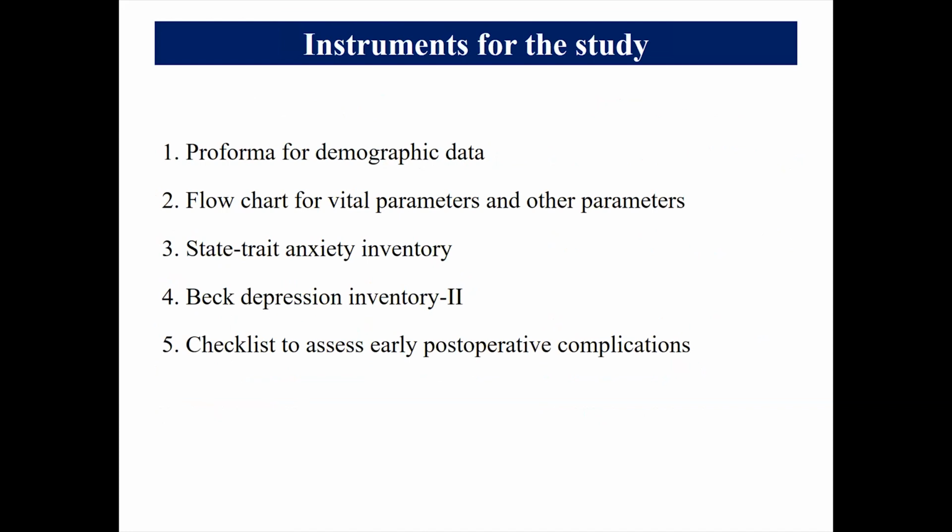The instruments used for data collection were a proforma for the demographic data, a flow chart for vital parameters and other parameters, the State-Trait Anxiety Inventory, which is a standardized tool used to assess anxiety, the Beck Depression Inventory tool to assess depression, and a checklist to assess early postoperative complications.